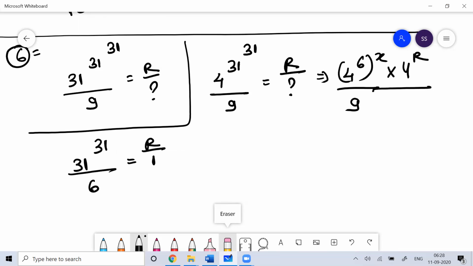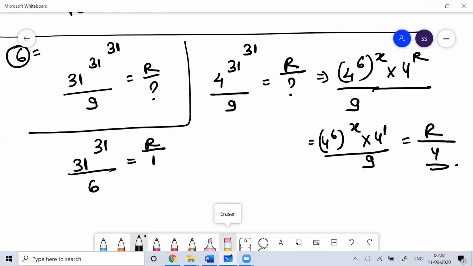That is very easy, because 31 when divided by 6 gives a remainder 1, and 1 to the power anything gives a remainder 1. So this is 4 to the power 6 to the power x into 4 to the power 1 divided by 9. The answer is 4. Very simple.